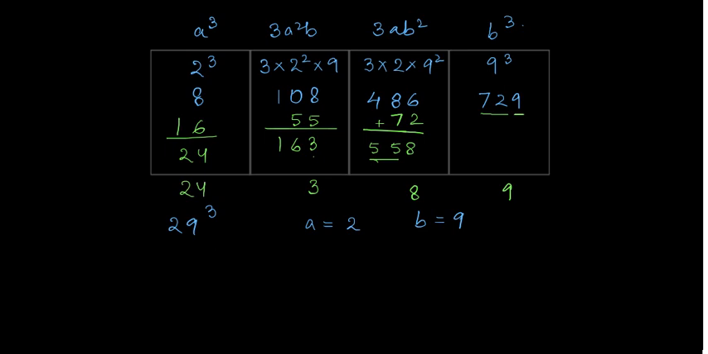Now take all these digits in a line and write it as 2, 4, 3, 8, 9. And this is the value. So 29 cube is equal to 24,389. So yes, this is the method how we calculate the cube of a particular number. Let us take another example for the same.